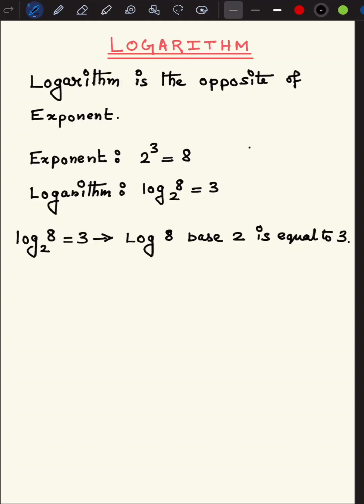So this 8 that is here comes here, and this 2, which is the base in the exponent, is also the base in the logarithm, and this results in 3. So 2 cube is equal to 8, and we can say this as log 8 base 2 is equal to 3. Understood?